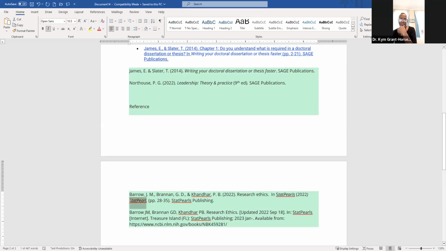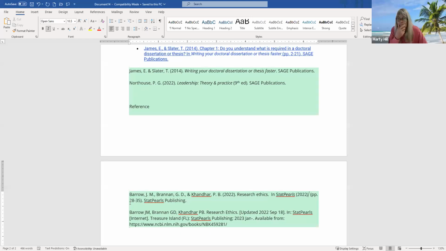Dr. Hill? Yes, ma'am. Back to the research ethics. Technically, it's not a book, it's a study guide. And it just gives the names of the authors. And it says it's a study guide from Stats Pearl Publishing, Treasure Island. It does not give a name of a book or anything like that. Okay. So that may add to the confusion.